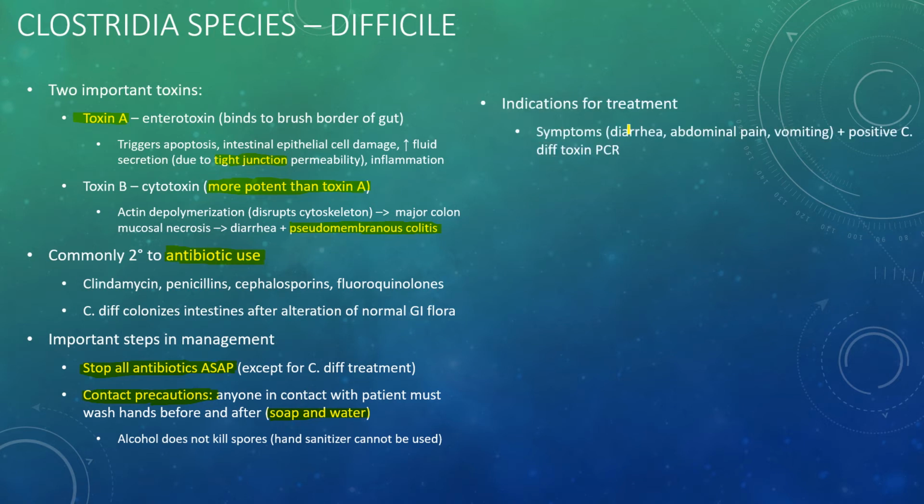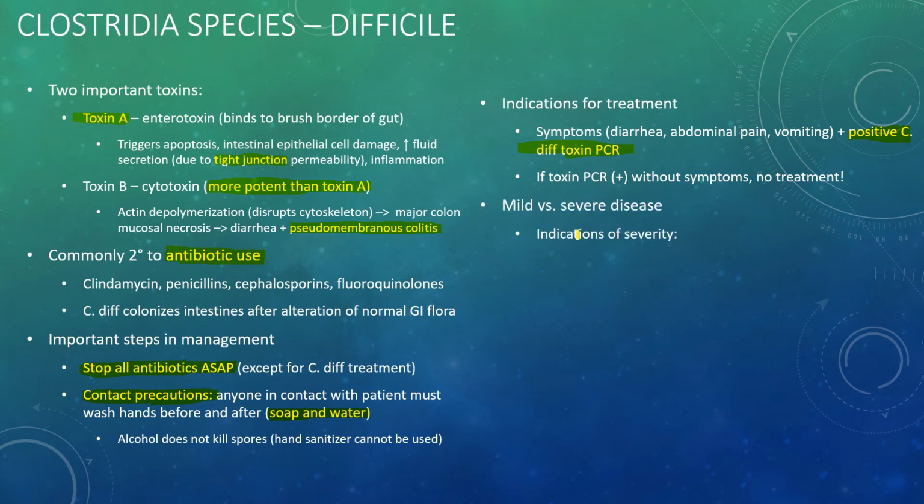So what are some indications for treatment? If you have symptoms, diarrhea, abdominal pain, vomiting, which are caused by the cytotoxin and the enterotoxin, and a positive C. diff PCR for the toxin, that's when you treat these patients. So if the toxin is positive without symptoms, you don't need to do anything. It's asymptomatic colonization by C. diff.